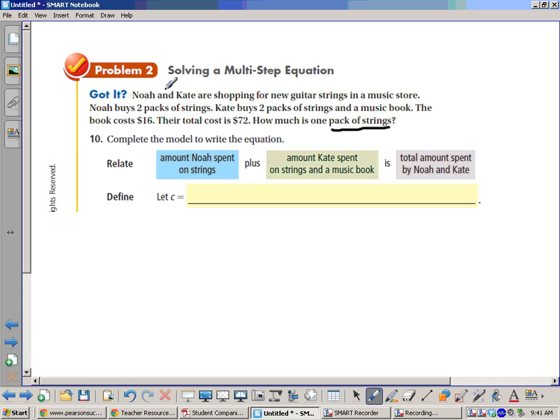So we're going to read through the problem. Noah and Kate are shopping for new guitar strings in a music store. Noah puts 2 packs of strings. So here we have pack of strings. Kate buys 2 packs of strings. So again, we see that place where we're going to identify a variable, and a music book. The music book costs $16. Their total cost is $72. So we can see we're going to have 2 variables here, the same variable. So we need to identify a variable for that. So we're going to define C to be pack of strings.